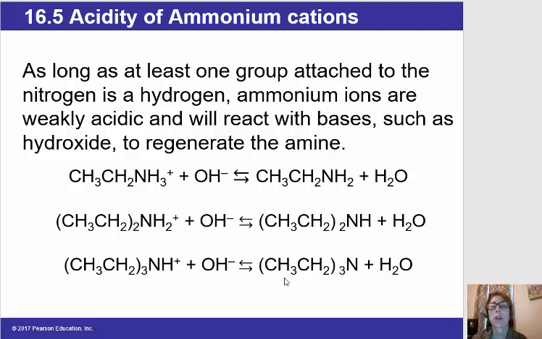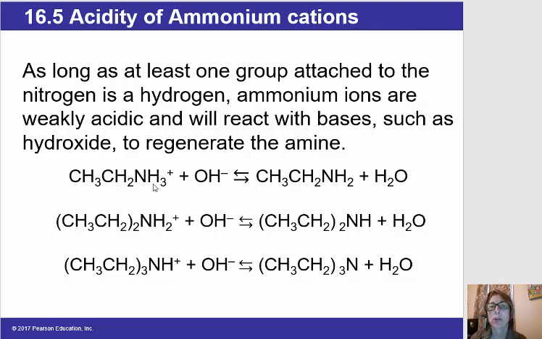So we notice that each of these equations has a double arrow, and in an acid-base equilibrium, the side of the reaction that is favored is the side that has the weaker acid and base. So for each of these examples, it is the right side that is going to be favored because an amine is a weaker base than hydroxide, and water is a weaker acid than the corresponding ammonium cation.